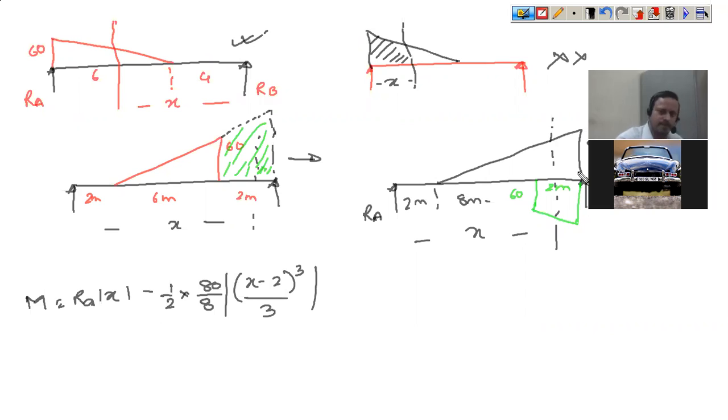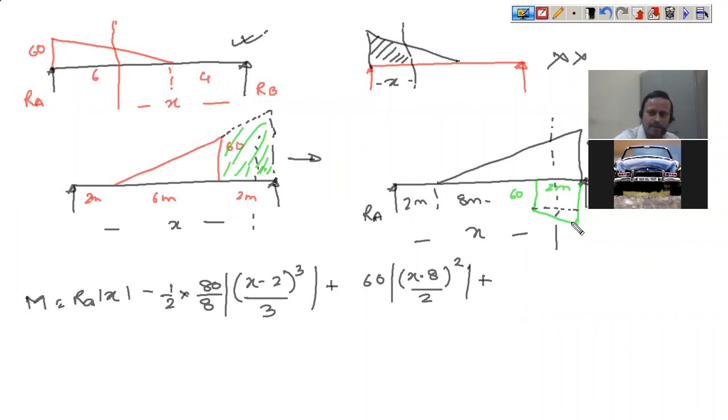Now come to the bottom portion. For the bottom portion, what you need to do is, this trapezium, don't treat it as a whole, treat it in two parts. Now this rectangle denotes a uniformly distributed load, and this triangle denotes a uniformly varying load. This uniformly distributed load starts from x minus 8. So this is 60 into x minus 8 whole square by 2.